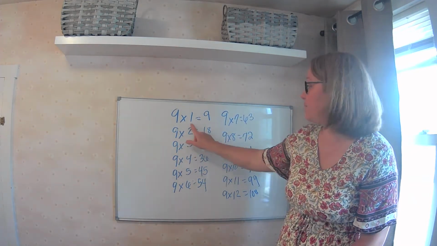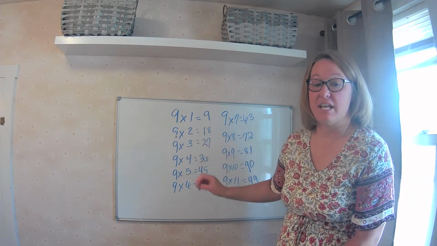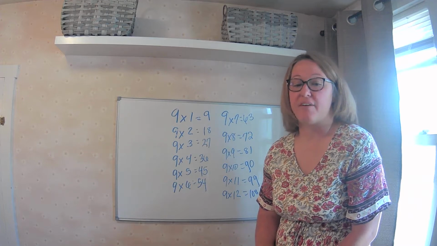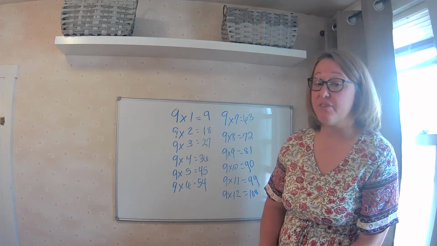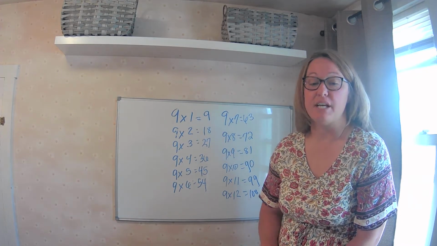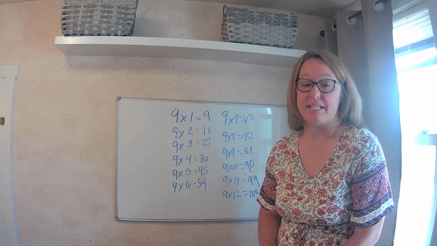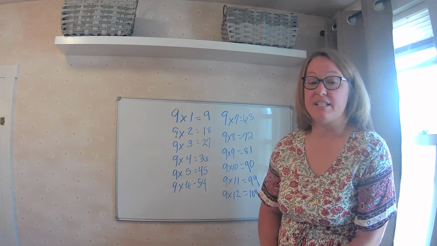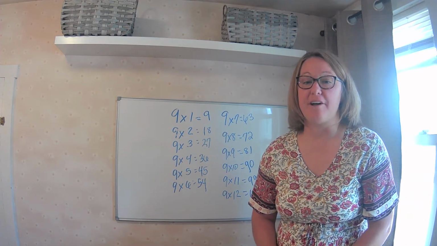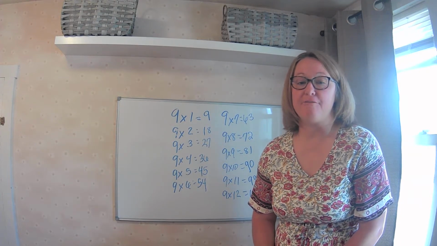So again, 9 times 1 is 9, 9 times 2 is 18, 9 times 3 is 27, 9 times 4 is 36, 9 times 5 is 45, 9 times 6 is 54, 9 times 7 is 63, 9 times 8 is 72, 9 times 9 is 81, 9 times 10 is 90, 9 times 11 is 99, and 9 times 12 is 108.